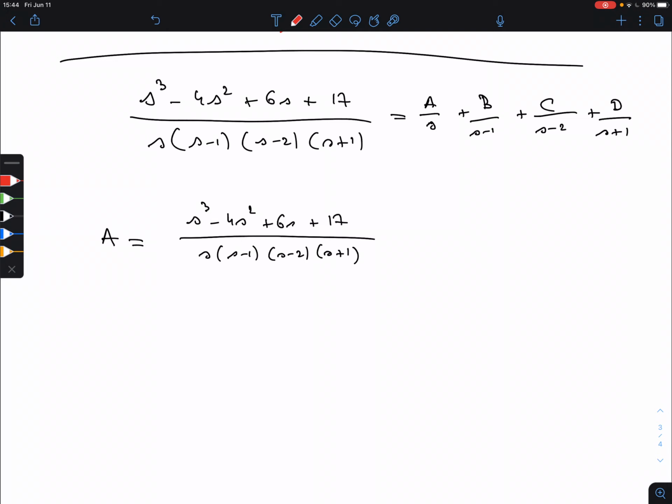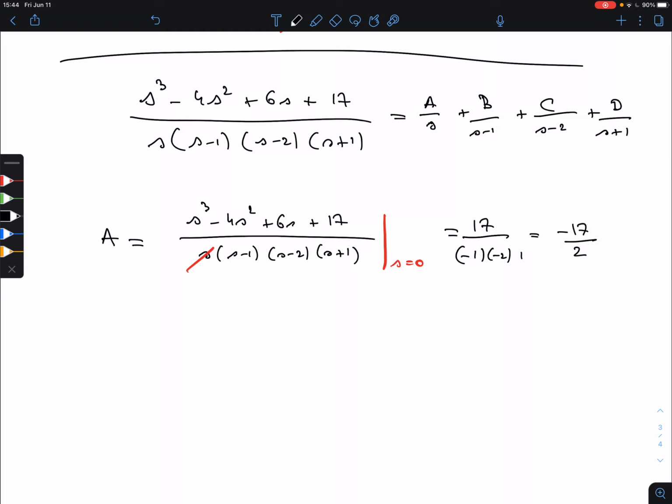Well, A is on top of s, so I scratch out s, and s equals 0. Okay, so I plug in 0, and what do I get? I find that A is equal to 17 on top, and in the bottom I get minus 1 times minus 2 times 1, so I get minus 17 over 2.